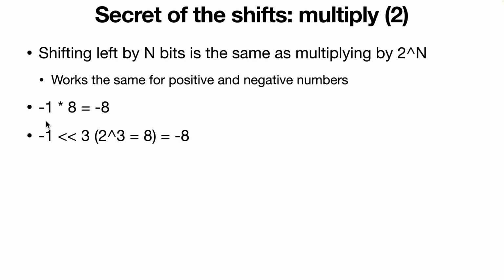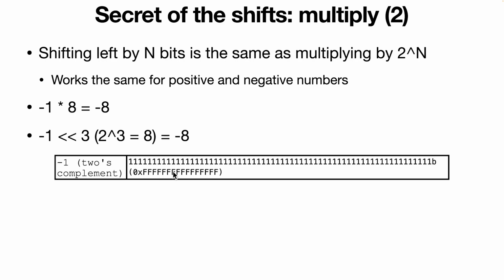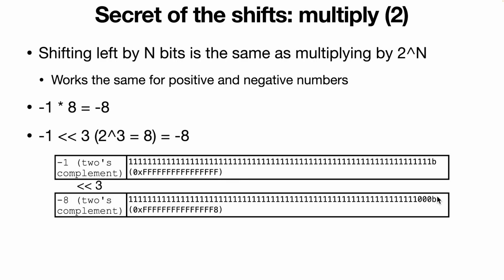Now this also works the same for positive and negative numbers. So if we had a negative 1 and we multiplied it by 8, or we shifted it left by 2 to the 3, then we should get a negative 8. So here's our negative 1, that is all 1s in binary and all f's in hexadecimal. Shift it left by 3, and we're filling in the bottom 3 bits with zeros, and this value is all f's and 8, and you can confirm with 2's complement math that this is negative 8. So again, overall, the point is left shift is the same as multiplying by 2 to the n.